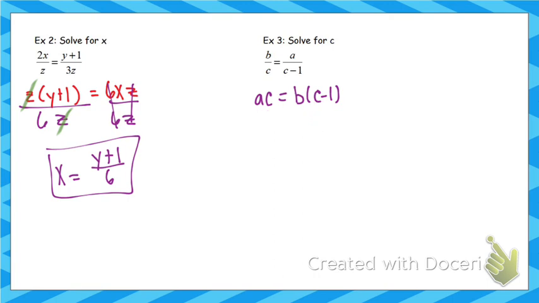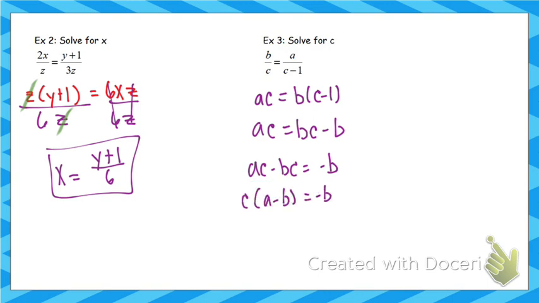So I'm going to use a similar strategy to what I did on the inverse. I'm going to go ahead and distribute, and I'm going to get everything with a c on the same side of the equation. So I'm going to move that over. I'll do AC minus BC equals negative B. Now both terms over here have a C, so I'll factor it out, and then divide by what's with it. So I'll divide by A minus B, and I get negative B over A minus B.